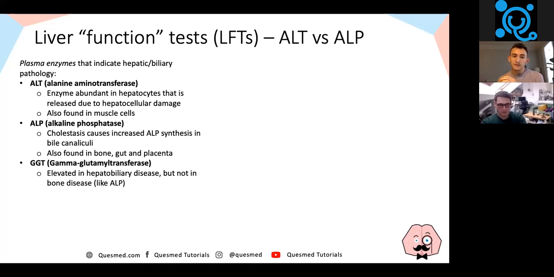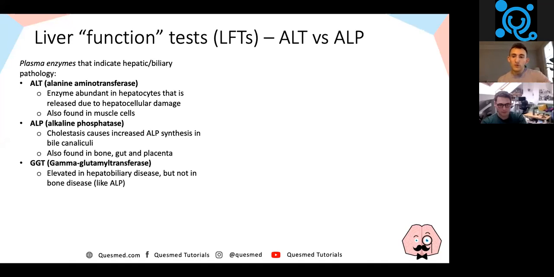And gamma GT, or gamma glutamyltransferase, is another blood test that we use in liver function. It tends to be elevated in hepatobiliary disease, but not in bone disease, for example. So gamma GT is a bit more specific to the liver, and we use it when we see an elevated ALP and we're not sure whether the ALP is elevated due to a liver disease, so an obstructive liver disease, or bone disease, for example. So we would send a gamma GT, and if the gamma GT is also raised, it implies that there's hepatobiliary pathology as opposed to some other pathology.